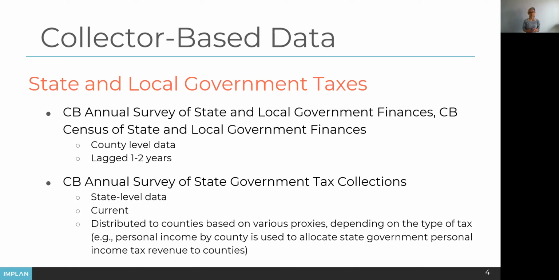So we might use personal income by county, for example, to allocate state government personal income tax revenue to counties. And so we use various proxies depending on the type of tax.